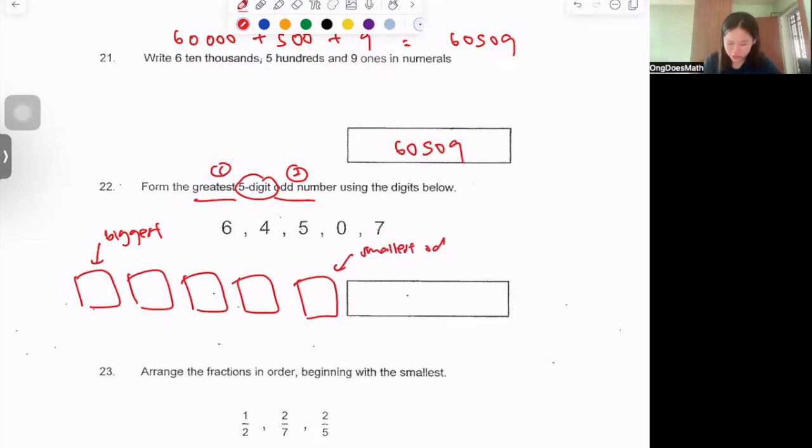So what's the smallest odd number here? It's just 5, right? 5 is the smallest odd number. And what's the biggest number? It's 7. So we'll just put the next biggest number here. So that'll be 6. And the next biggest number, so 7 is used, 6 is used, 5 is used, so followed by 4, then 0. So answer is 76405.